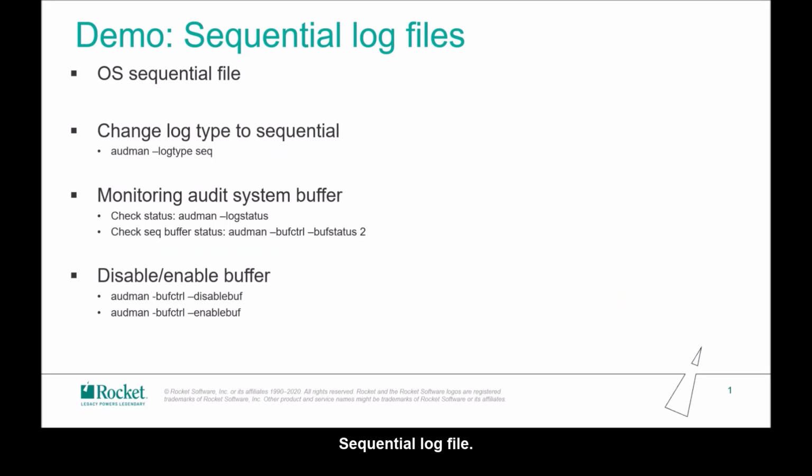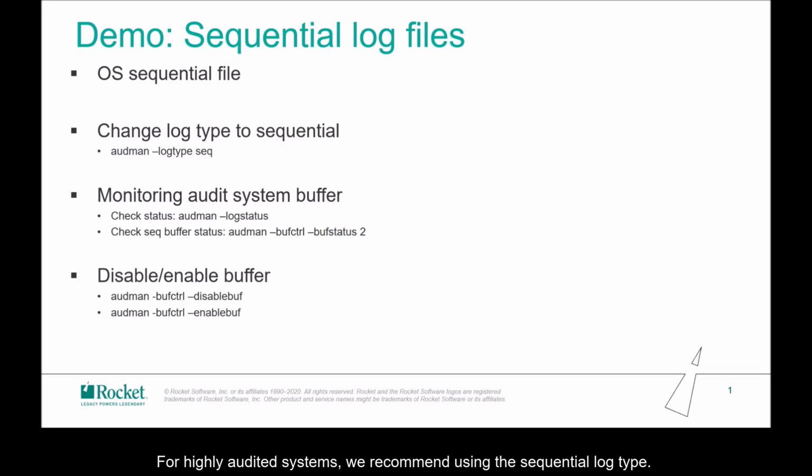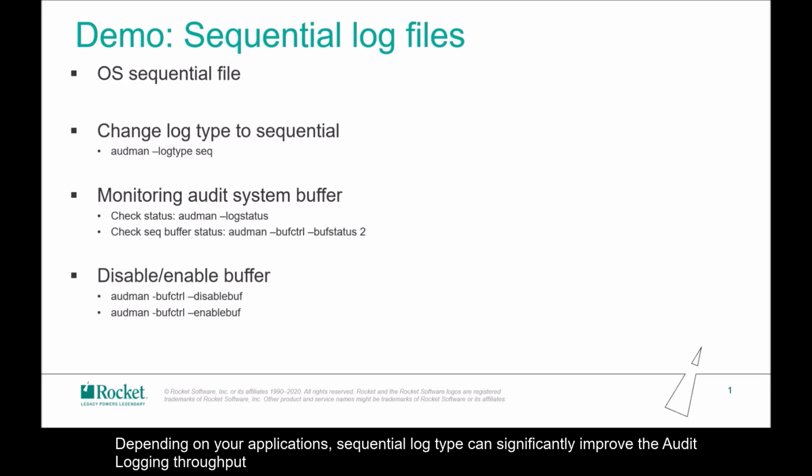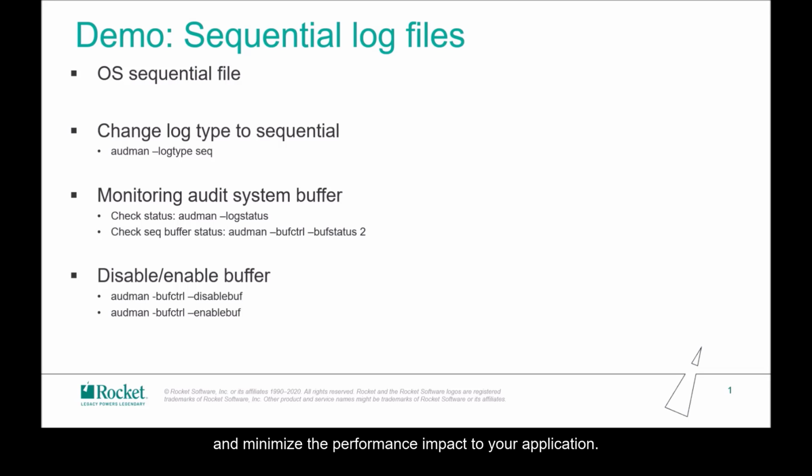Sequential log file. Sequential log file is another log type. It provides a better performance of U2 audit logging. For highly audited systems, we recommend using the sequential log type. Depending on your applications, the sequential log type can significantly improve the audit logging throughput and minimize the performance impact to your application.